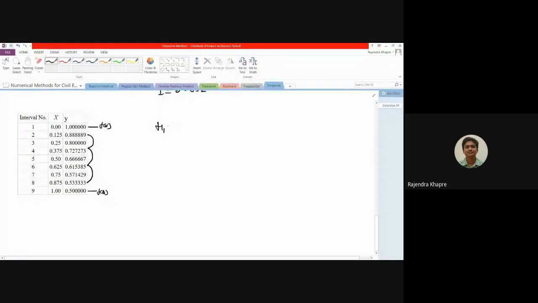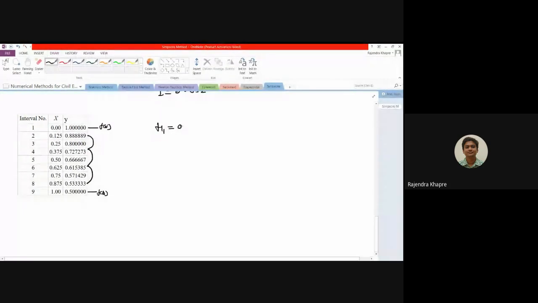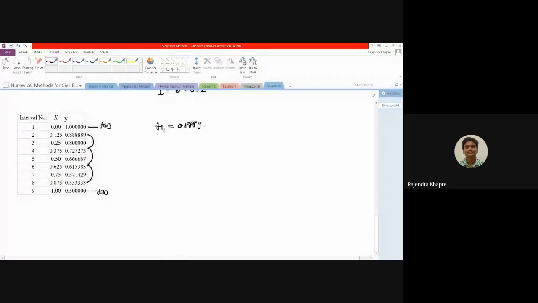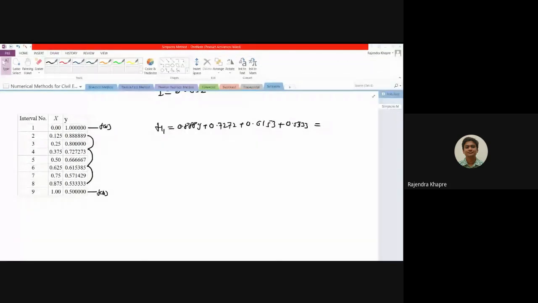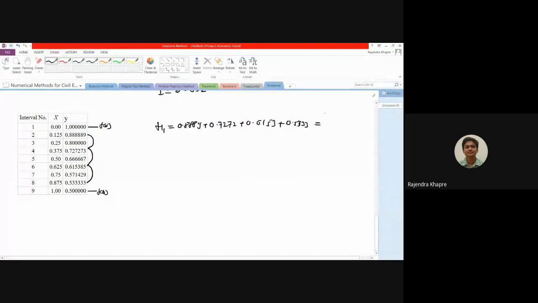So your t1 is nothing but 0.8889 plus 0.7272 plus 0.6153 plus 0.53333. Can anybody tell me what the t1 value will be? 2.7647. Yes, it is 2.7647.